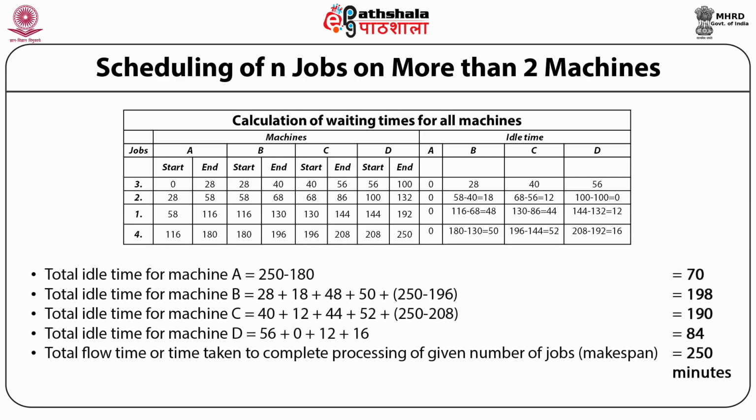Total idle time for machine A is 250 minus 180 equal to 70. Total idle time for machine B equal to 28 plus 18 plus 48 plus 50 plus 250 minus 196 equal to 198. Total idle time for machine C is 40 plus 12 plus 44 plus 52 plus 250 minus 208 equal to 190. Total idle time for machine D equal to 56 plus 0 plus 12 plus 16 equal to 84. Total flow time, or time taken to complete processing of the given number of jobs, equals 250 minutes.